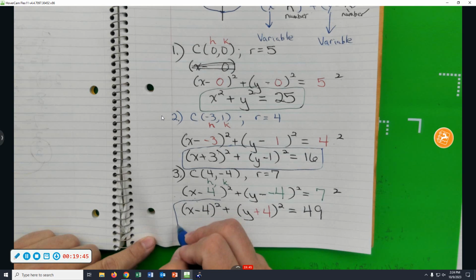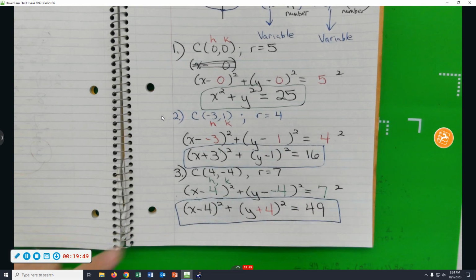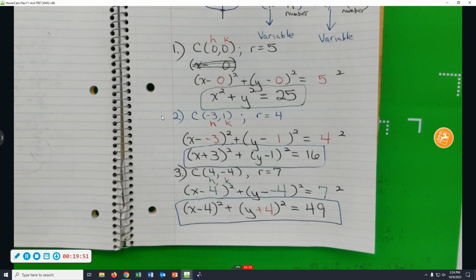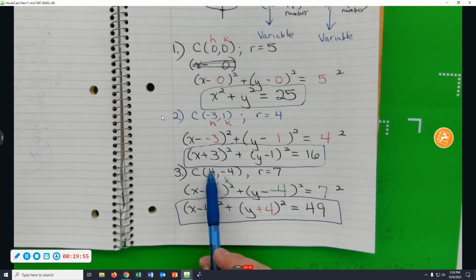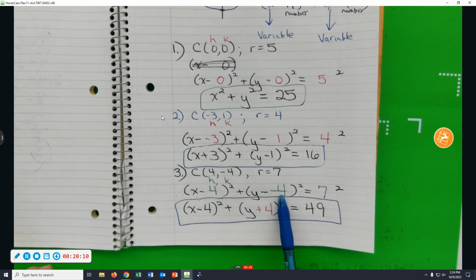Remember what I said. What you see inside the parentheses is exactly the opposite of the center. You see a -4, the x coordinate in the center is a positive 4. Here you see a positive 4 with y. The y coordinate in the center is a negative 4. And hopefully you see why that's the case. Center radius form already has a minus. So when you stick on a negative coordinate, that becomes a positive number.